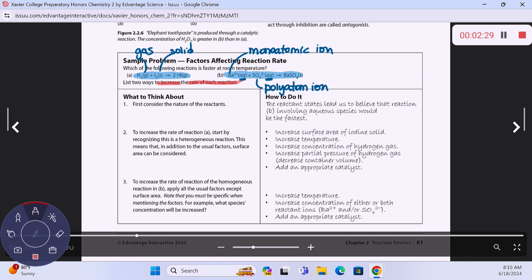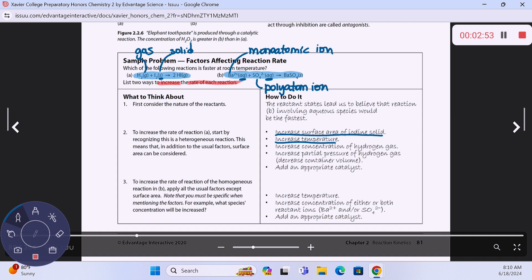So when you're looking at this first reaction, couldn't I take this solid and break it up into a fine powder? So that would increase the surface area of that solid. The other thing I could do is increase the temperature. The temperature increasing would make those particles have more kinetic energy, so they should collide more often and produce product faster.